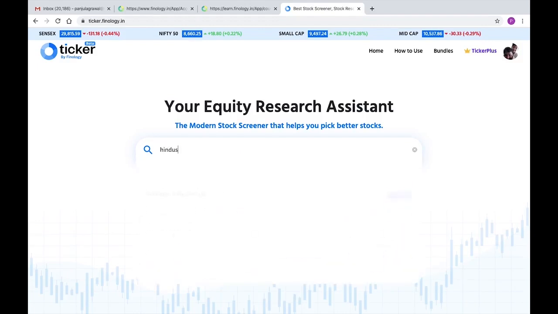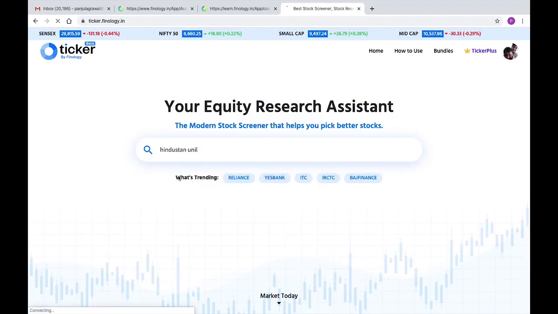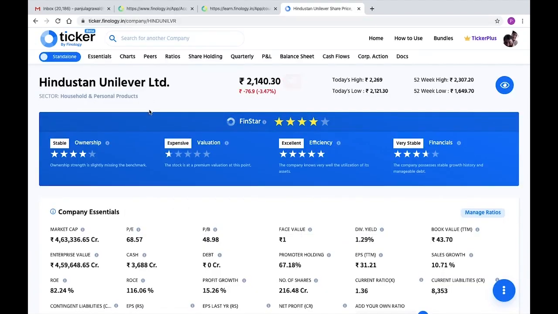Now, let us start with a very simple company, Hindustan Unilever Limited, whose products we use on a day to day basis. So, Hindustan Unilever Limited or HUL is a FMCG company. FMCG stands for fast moving consumer goods. So, these companies produce goods that are sold quickly and are available for a very low cost, like shampoos, soaps, etc. HUL is the biggest FMCG company in India.